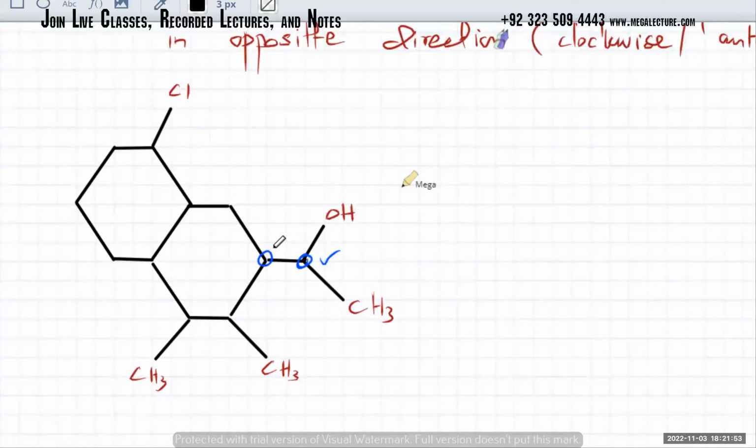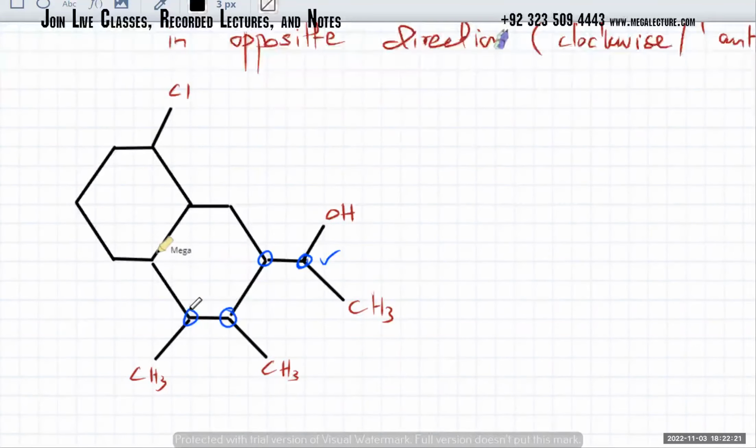There's going to be one H which is usually not shown. That's also chiral. This one is also going to be chiral, because there will be 7 chirals, sir. Okay, this is chiral too.